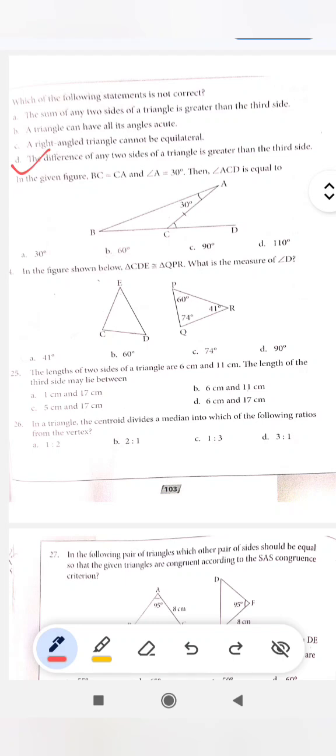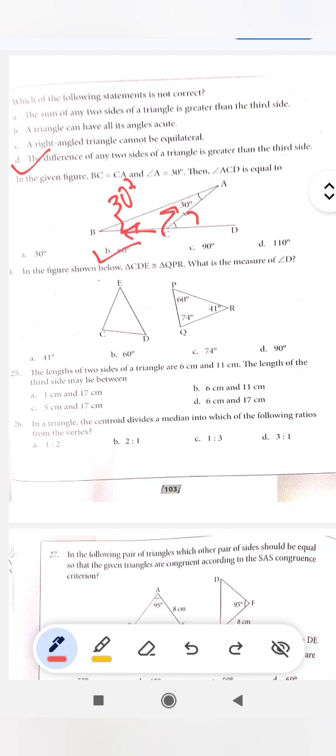Now come to the next part. BC is equal to CA and angle A is equal to 30 degree. So obviously angle B will be 30 degree because opposite angles will be equal. Then angle ACD, according to the exterior angle property, is the sum of the two opposite interior angles. So the two opposite interior angles are 30 plus 30, which is equal to 60 degree. Option B is the correct answer.